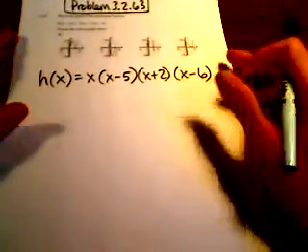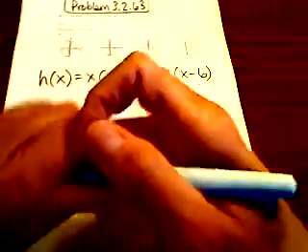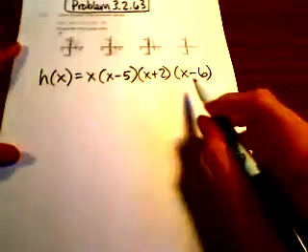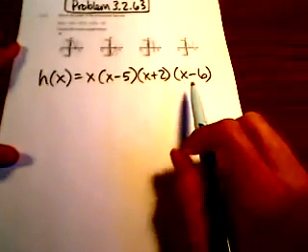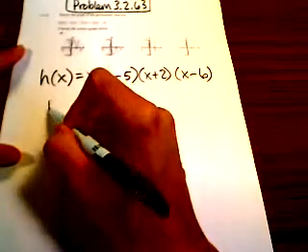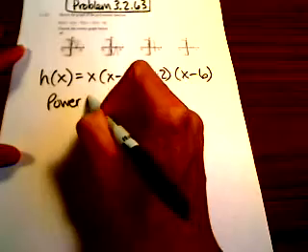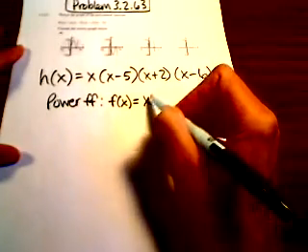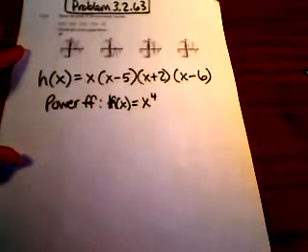And it's going to be hard for me to recreate those graphs, so I may have to keep lifting the paper. But let me just talk about the things that we can glean from this right here before we start looking at graphs. So the first thing is the power function on h of x here is x to the fourth, or we could call it h of x is x to the fourth.